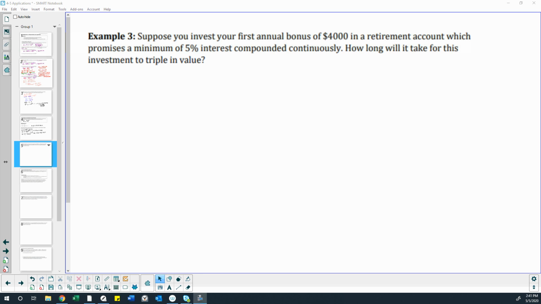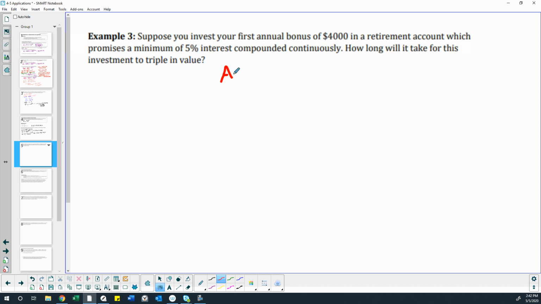Here's our last example on financial money interest stuff. Suppose you invest your first annual bonus of $4,000 in a retirement account, which promises a minimum of 5% interest compounded continuously. How long will it take for this investment to triple in value?